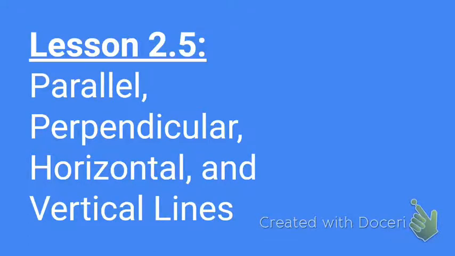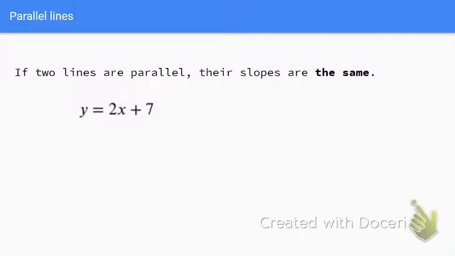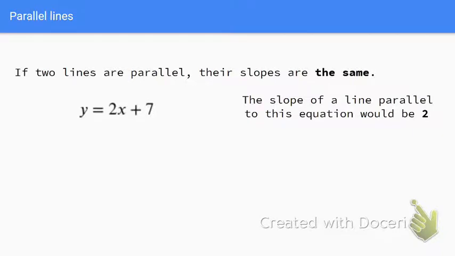Lesson 2.5: I can find equations of parallel and perpendicular lines. Two lines are parallel if their slopes are the same. If we have y equals 2x plus 7, the slope of the line parallel to this equation would be 2. Are you good with that first example?